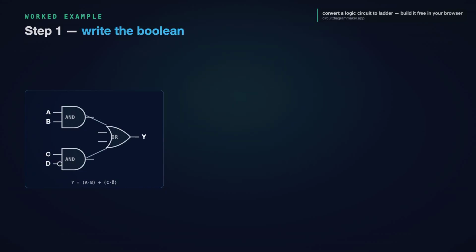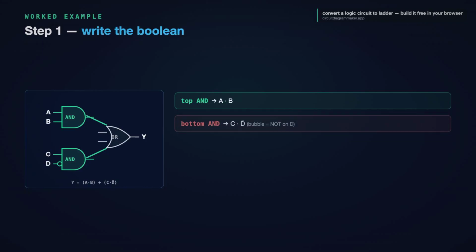The top AND gate takes inputs A and B. The bottom AND gate takes input C, and notice the little bubble on that input, a NOT on D. Both AND gates feed into an OR gate. The OR gate drives output Y. So let us write the Boolean exactly as the recipe says.